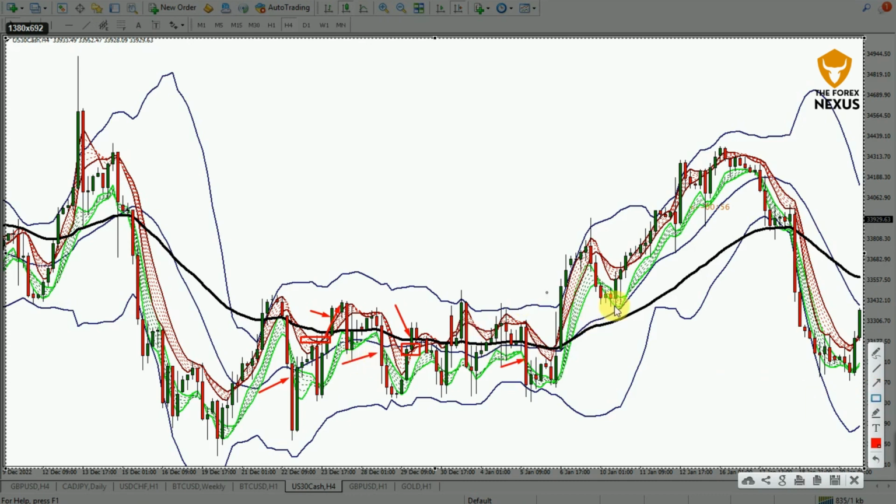So these are the setups. Now we are going to mark the high winning ratio trades, why these are valid and why these setups are invalid.